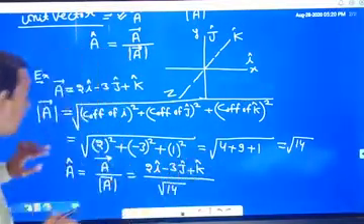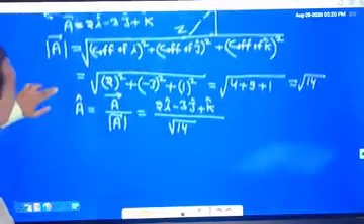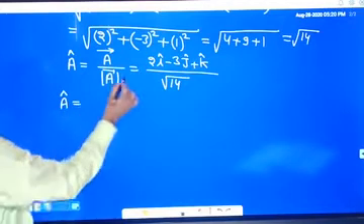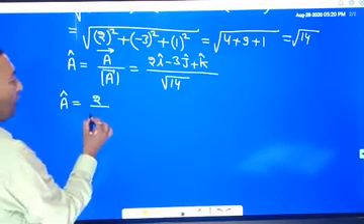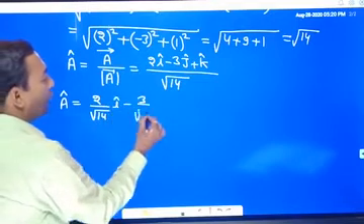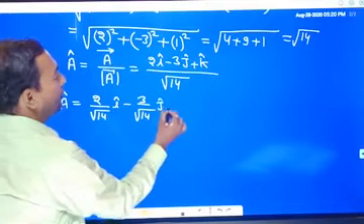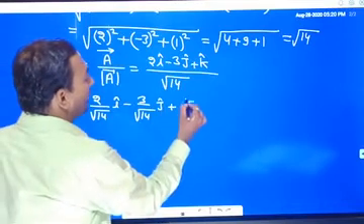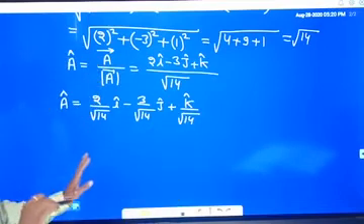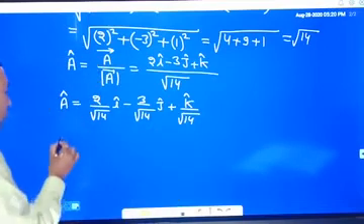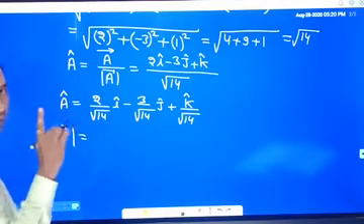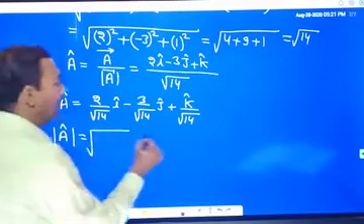Okay. Now, if we have to find the magnitude of this a cap vector, we can write it as 2 upon root 14 i cap minus 3 upon root 14 j cap plus k cap upon root 14. Now if you find the magnitude of this a cap, what should come? 1. Check it yourself, you will get 1.